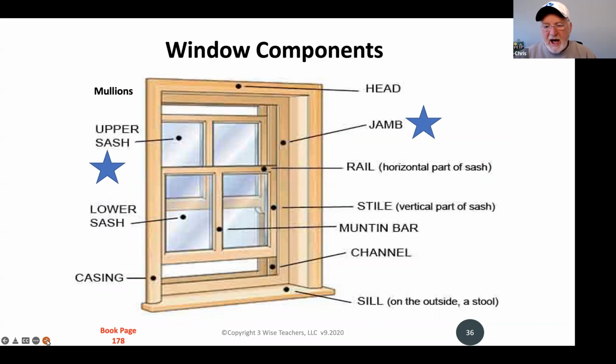There are a couple other unusual words that may pop up. The jamb, J-A-M-B, you'll see that word show up in components of not only doors, but also of windows. And the jamb is just where the window sits. The window unit sits within the jamb.